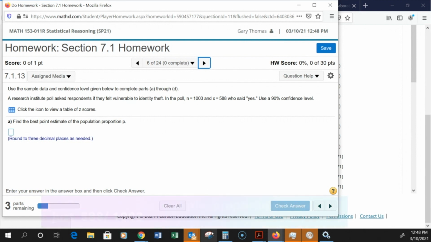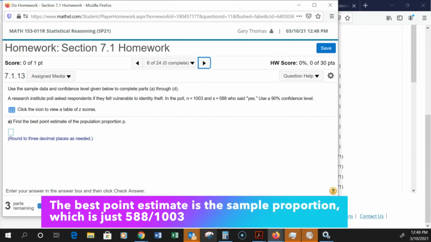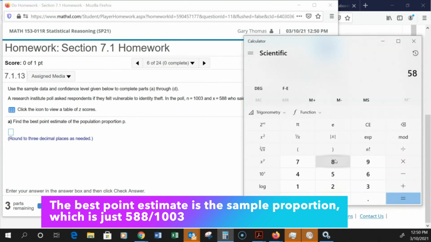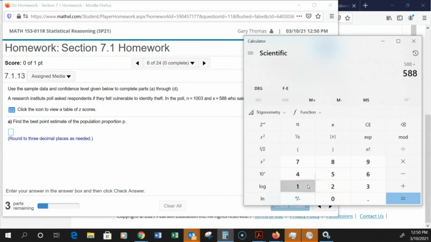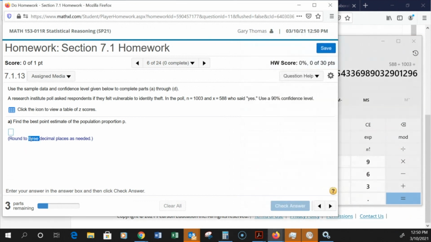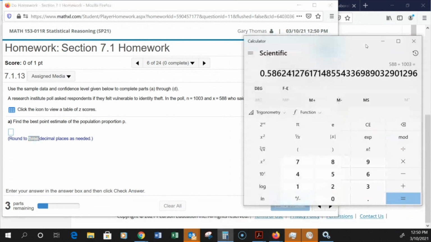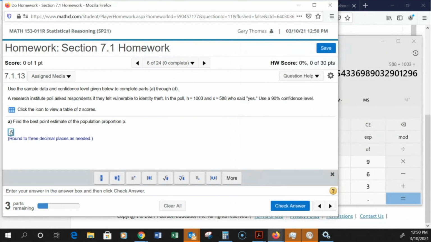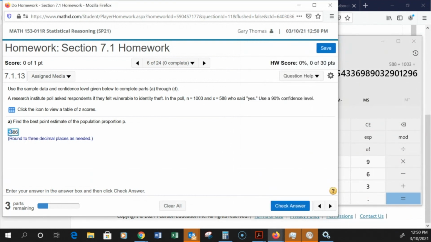You know how to get a point estimate of a proportion: you divide, right? We have 1,003 that we asked, and 588 who said yes. So I do 588 divided by 1003, and you're thinking, this is like chapter 4 basic probability stuff. Exactly right. They want to round to 3 decimal places, and it was 0.586, so I put in 0.586. What's the value of the margin of error E?